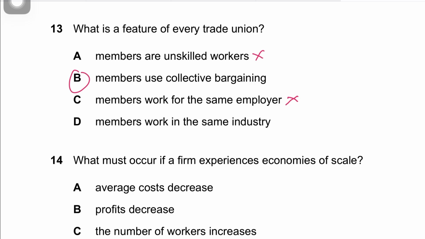There could be an industry trade union where workers from different employers, that belong to different firms but under the same industry, belong to that industry's union.